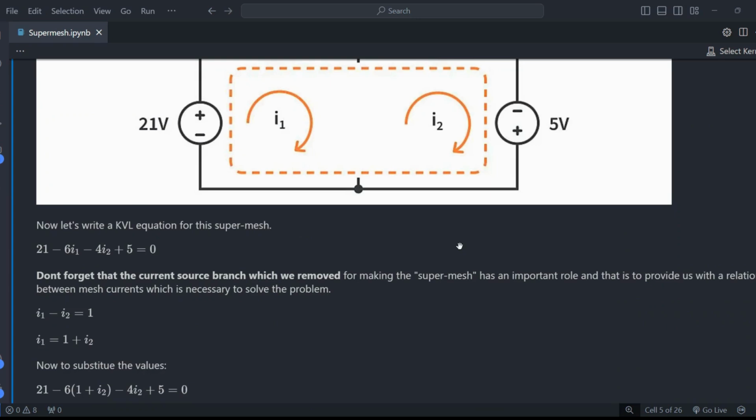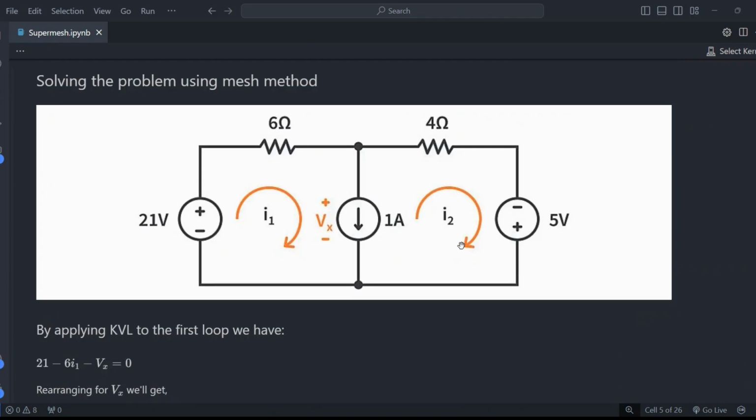So what do we have here? Now we have I1 as 3 amps and I2 as 2 amps. As before, the answer is the same, but the approach is much easier.